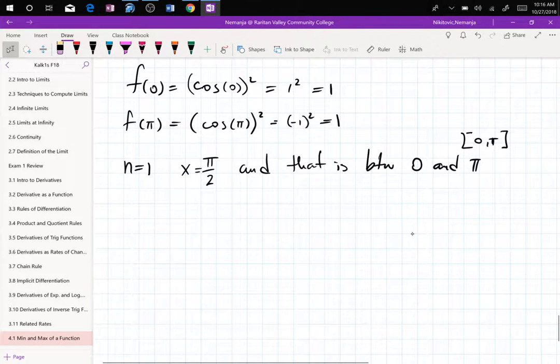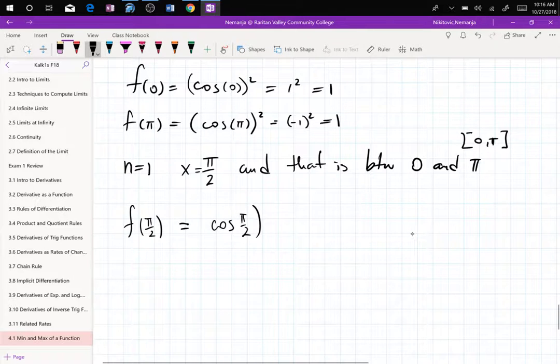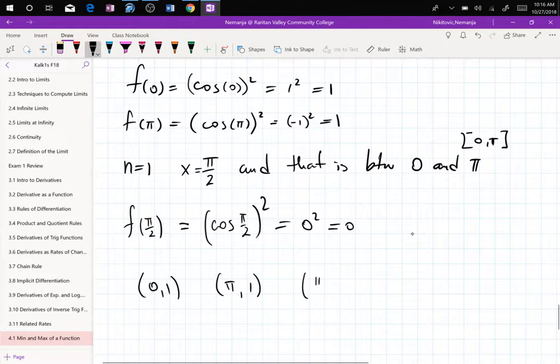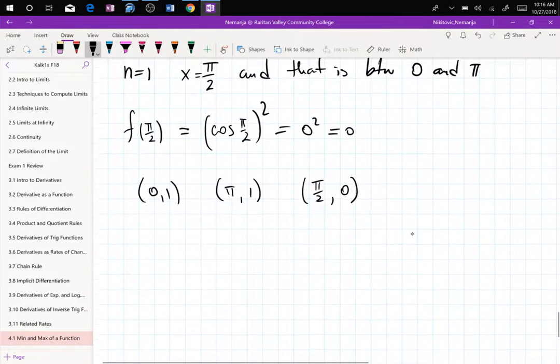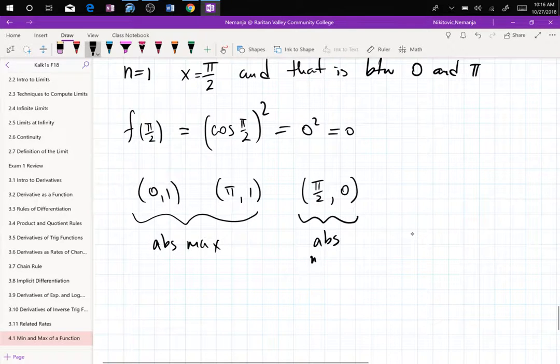And I calculate f of pi over 2, which is cosine of pi over 2 everything squared, which is 0 squared, which is 0. And what do I have? I have 0, 1 as a point from the first calculation, pi, 1 from the second, and then pi over 2 and 0 from the third. Absolute max, absolute min.